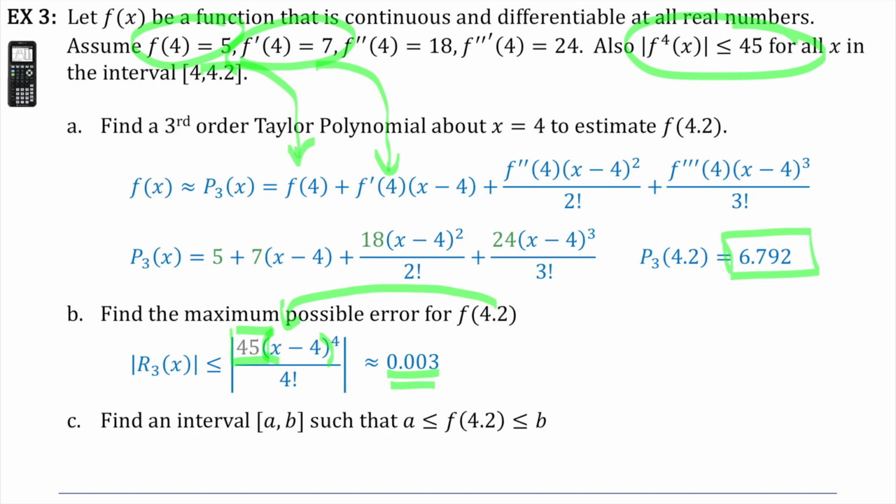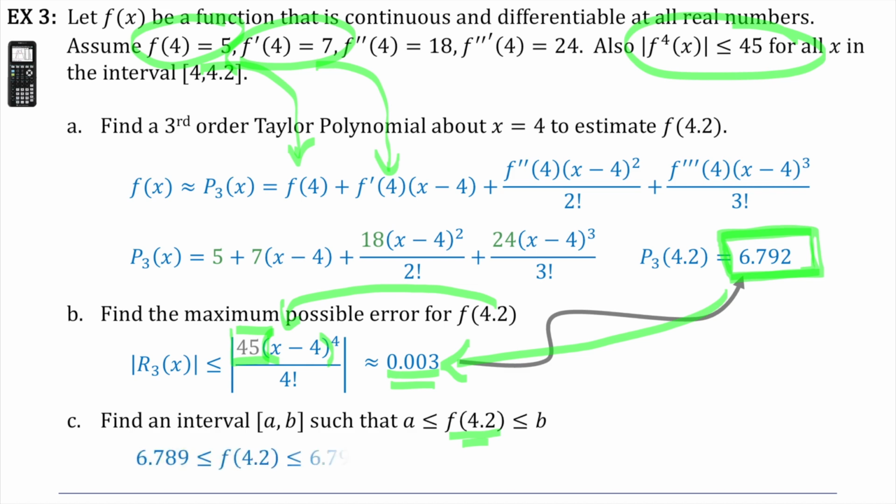So part C says, find an interval AB such that the actual value of f of 4.2 is between them. Well, what we're going to do is take our polynomial approximation and we'll add the error and subtract the error. Oh, I went the other way. So that gives us a possible range of the actual value of f of 4.2.